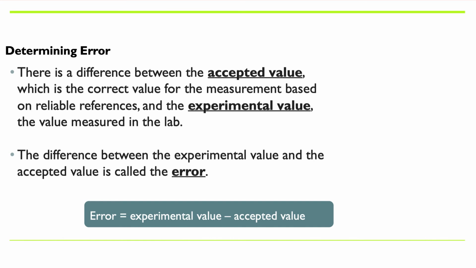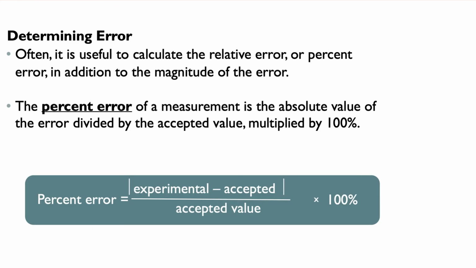Okay, so determining error. There is a difference between the accepted value, which is the correct value for the measurement based on reliable references, and the experimental value, the value measured in lab. The difference between the experimental value and the accepted value is the error. So our main formula is the percent error. The percent error of a measurement is the absolute value of the error divided by the accepted value multiplied by 100%. So experimental minus accepted, all over accepted, times 100%. Remember, our unit is a percentage.